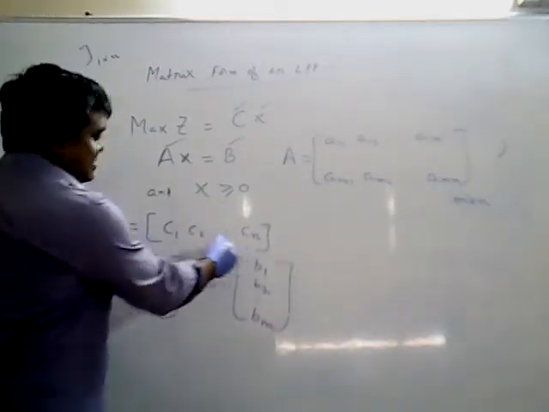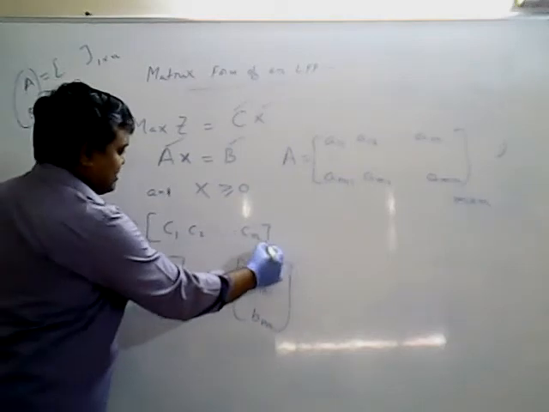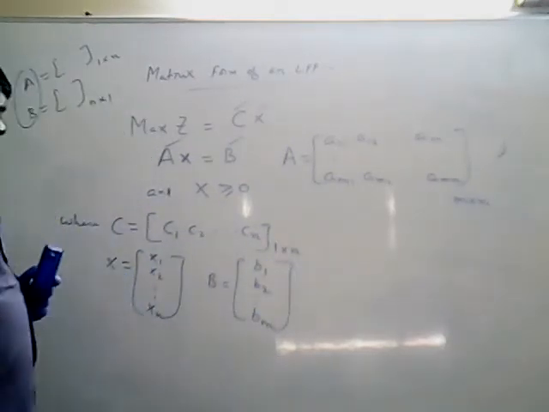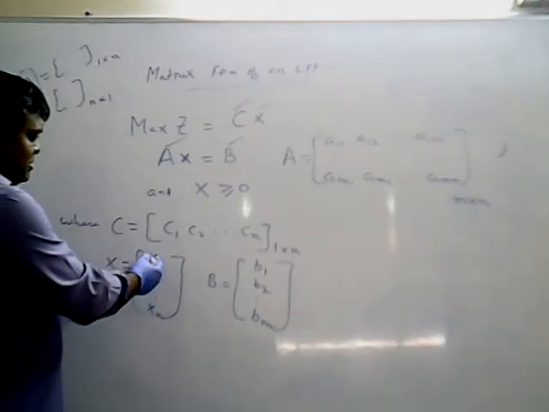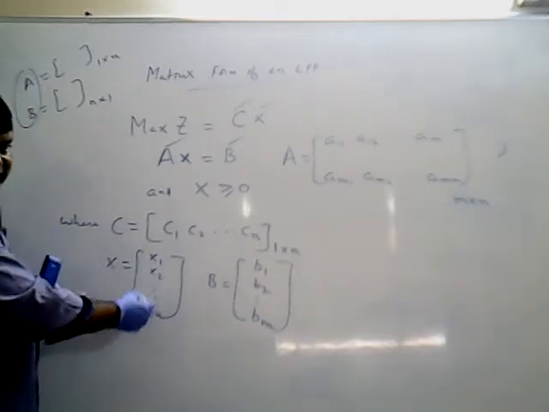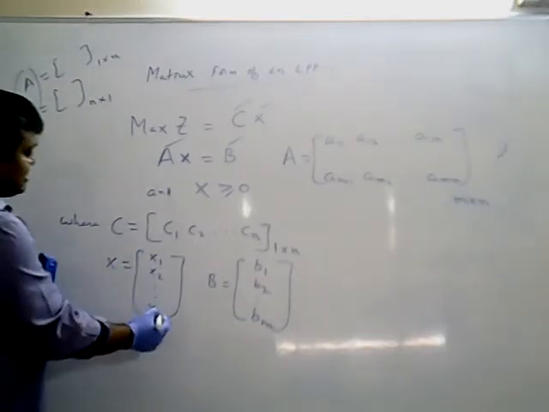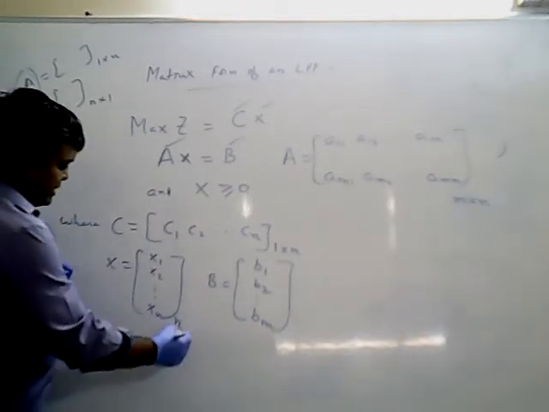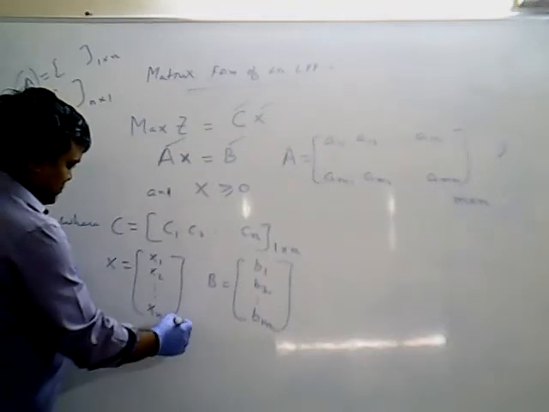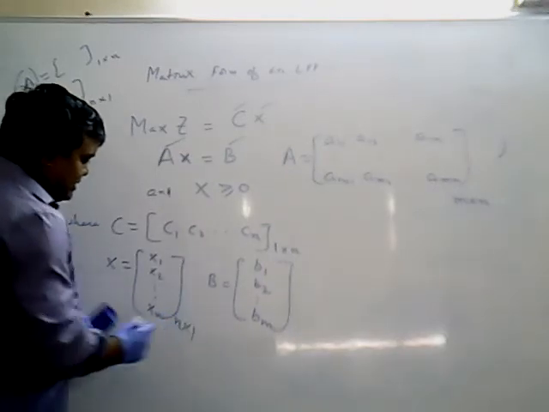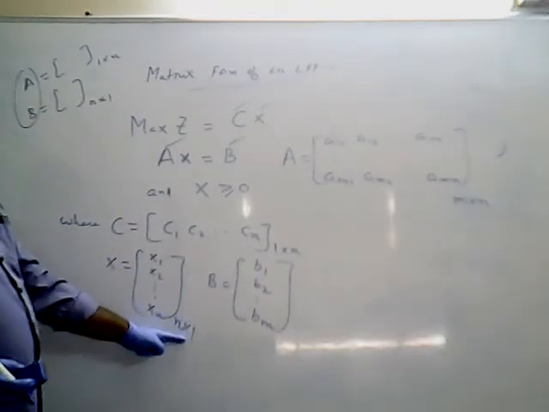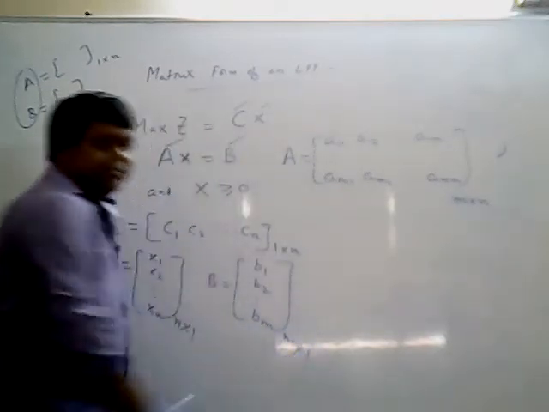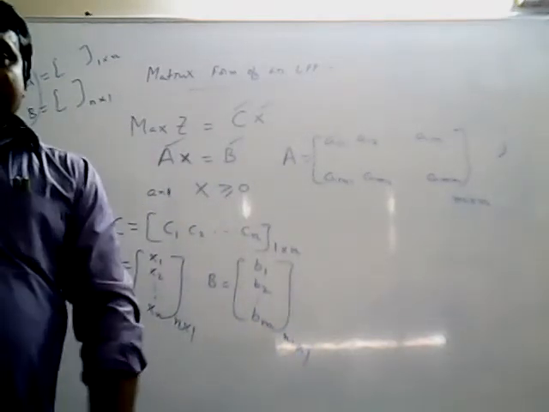Okay. C matrix, you know the order of the C matrix. What is it? One row, n columns, that is 1 by n. And X is n rows and one column. Sorry, n rows and one column. And B is m rows and one column, that is m by 1.